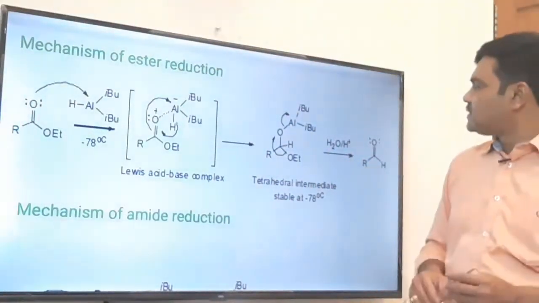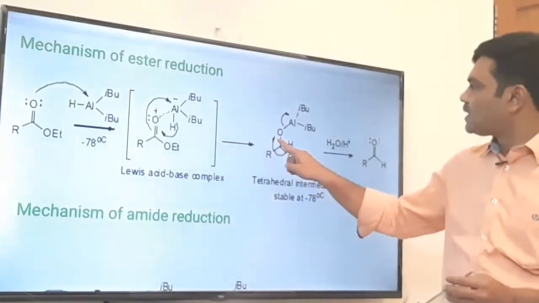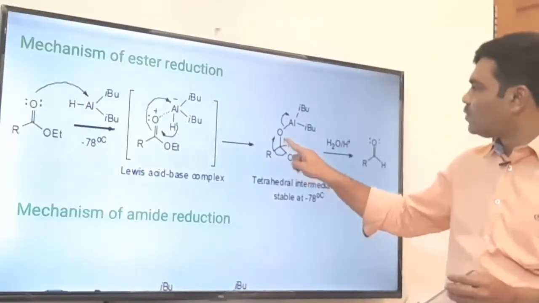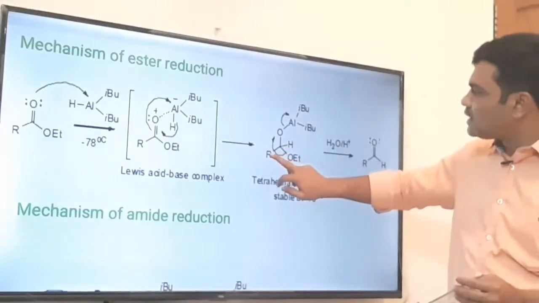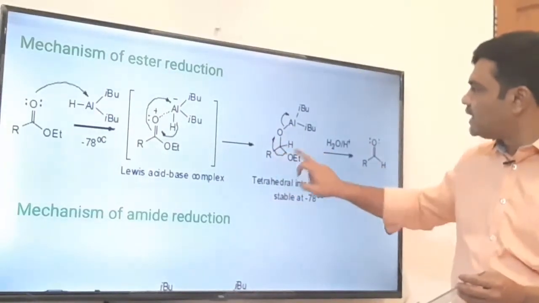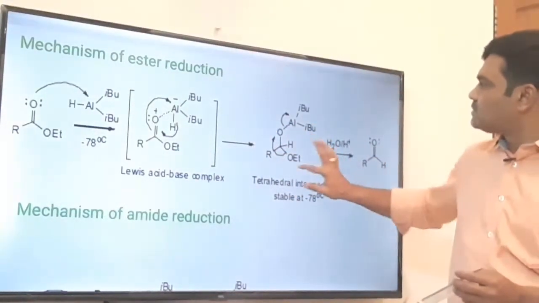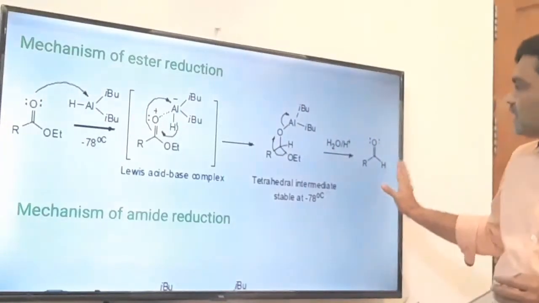Finally, on hydrolysis, see, this bonded pair of electrons is shifted here, so the carbon-oxygen bond cleavage takes place. So what remains there? R-C double bond O, H, that is aldehyde, is obtained, and this part is removed as a byproduct.